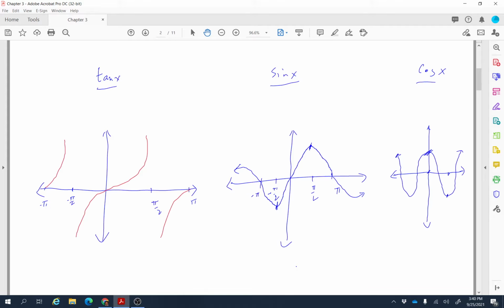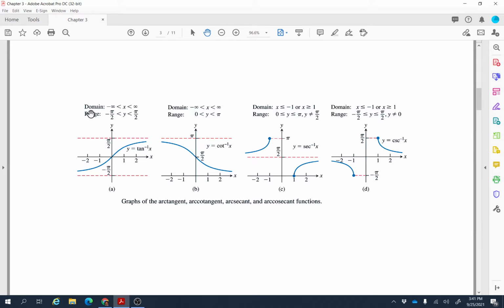For tangent or cotangent, the domain should be from negative pi over 2 to positive pi over 2. For sine or cosecant, the domain would be negative pi over 2 to positive pi over 2. For cosine and secant, the domain would be 0 to pi. So think about this. These are the graphs for the inverse functions for tangent, cotangent, secant, and cosecant.